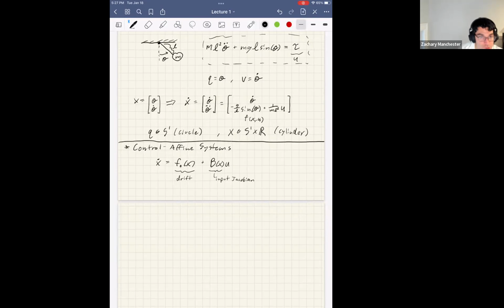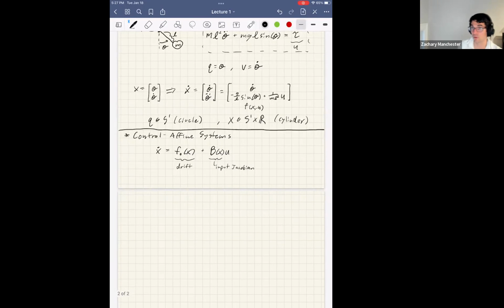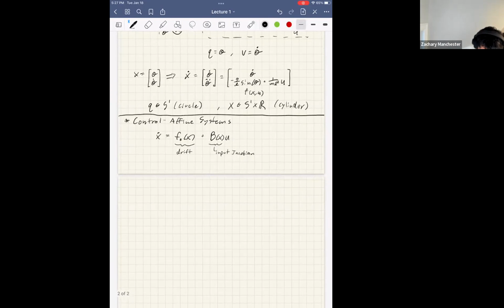And the interesting thing about this, so this has a lot more structure than the first problem, right? And it turns out that most systems can be written this way. In particular, all mechanical systems can be written this way. And I would say, actually, I think any smooth system, basically, you can write this way. And this has some important control implications.